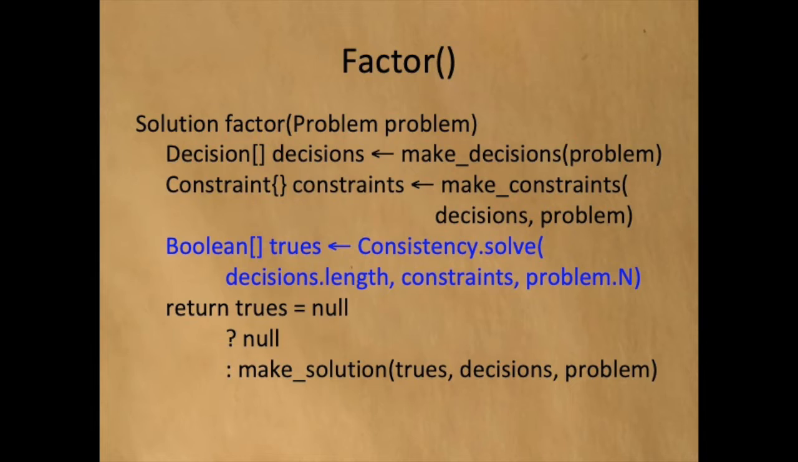This returns an array of trues which identifies which decisions are marked true. And finally, if trues is null, then no solution can be found. Otherwise, the algorithm calls makeSolution to convert the array of trues into meaningful factors. We will describe each of these functions in turn.